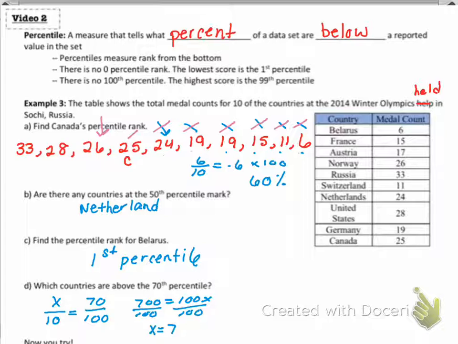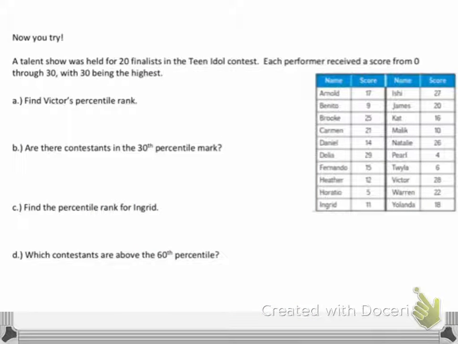Let me just double check. 1, 2, 3, 4, 5, 6, 7, because they scored better than 7 of the others. So who has 26? Looking at my table, 26 is Norway. So I would list that Norway's at 70. But the question is asking above. So Norway I would cross out, and it would be the United States and Russia. That's above 70%. So using this as your example, why don't you try the next one on your own?